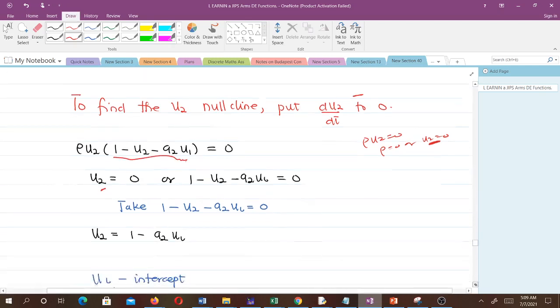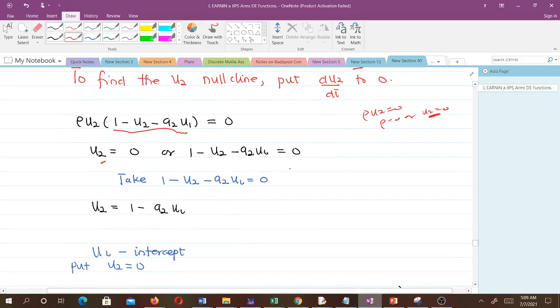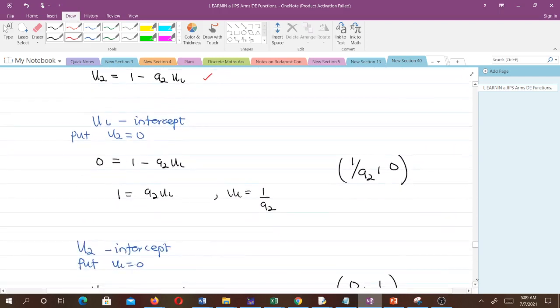Okay, so when we take this, as I said, we want it to look like the equation of a straight line. So 1 minus u2 minus a2 u1 equals 0. When you make u2 the subject, we get u2 equal to 1 minus a2 u1. So to plot this straight line, we will need points, right? To find the points, you consider the u1 intercept and the u2 intercept, just like we did in the case of the u1 Nullcline. With the u1 intercept, u2 is 0. So when you put u2 equals 0 in this equation, you get 0 equal to 1 minus a2 u1, which implies that u1 is 1 over a2. So that means that we have this point.